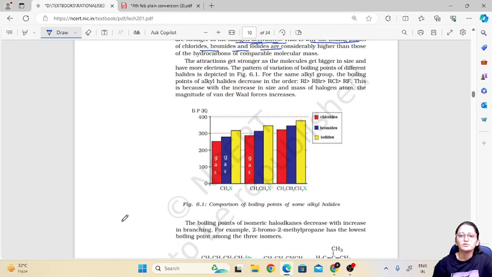Now when molecules get bigger in size, they have more attractions, and the pattern of variation of boiling point is shown here. So we can see that red is chloride, blue is bromide, and yellow is iodide. So we can see that as you increase the size, boiling point also increases. So alkyl iodide has a higher boiling point than bromide, chloride and fluoride. Now what is the reason behind this? Because with increase in size and mass, the magnitude of van der Waals force also increases.